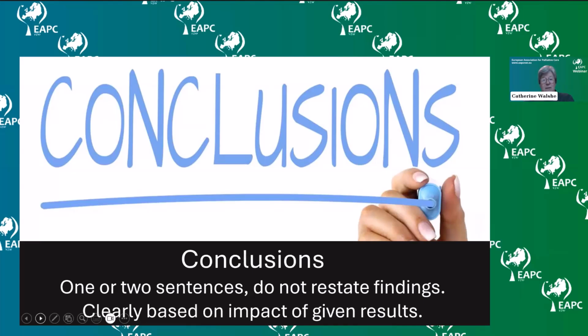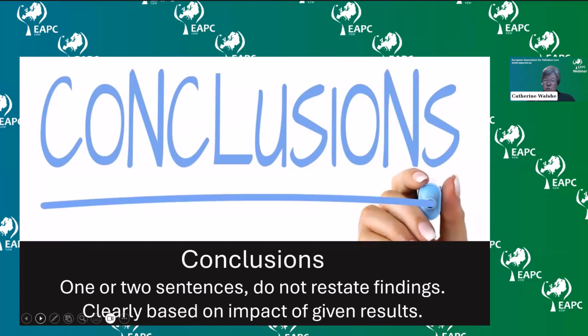Remember, all the reader or reviewer in this instance can see is your findings that you have presented within the abstract. They can't see your full paper that you've got in preparation. They can't see what's in your head either. They can only see what you have concluded and what you said you had found on the basis of what you said you had done. So it's got to be clearly based on the impact of those given results.